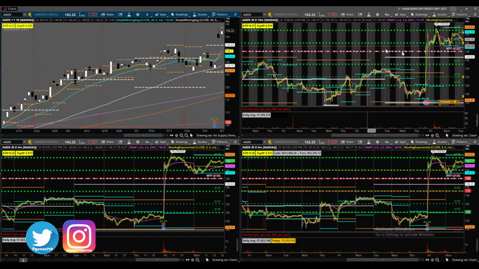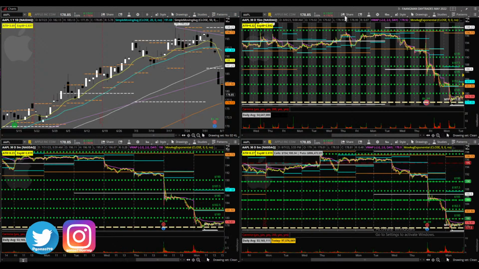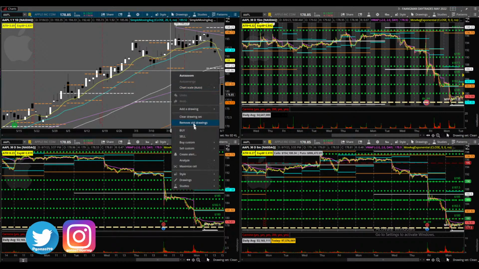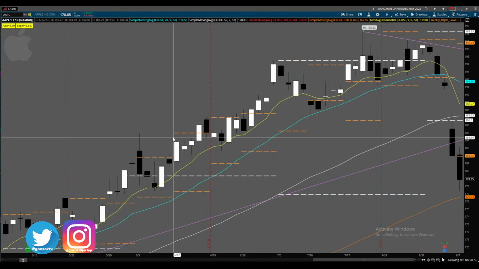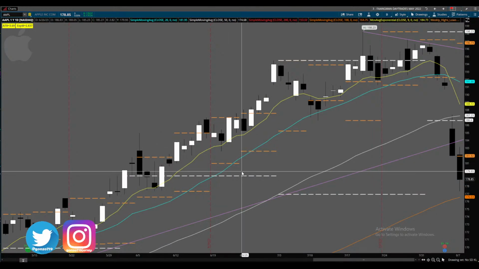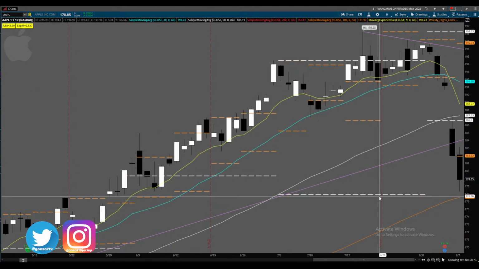All right, so let's look at Apple. I want to show you guys something, how I look at it. I don't show this a lot. Remember how I talk about white lines, orange lines?